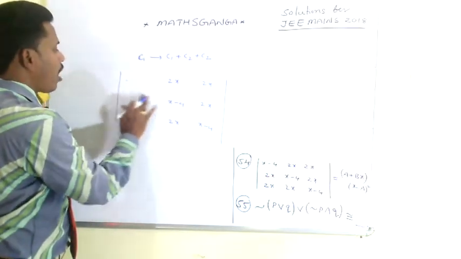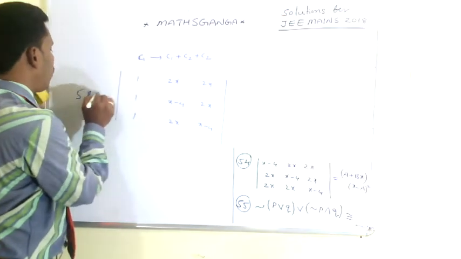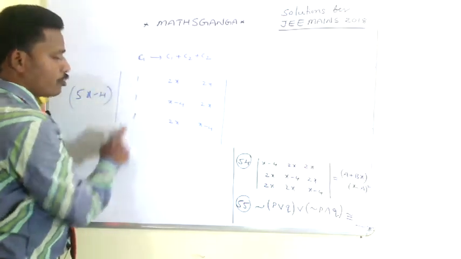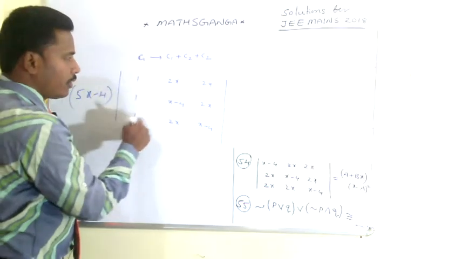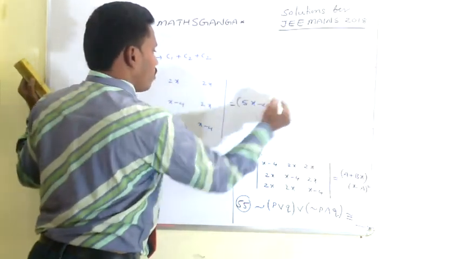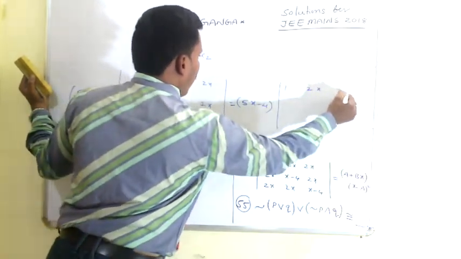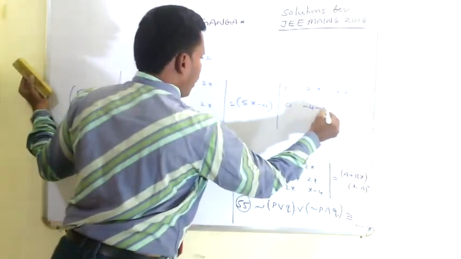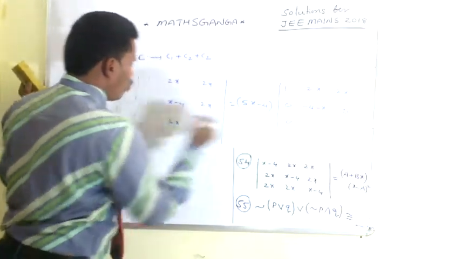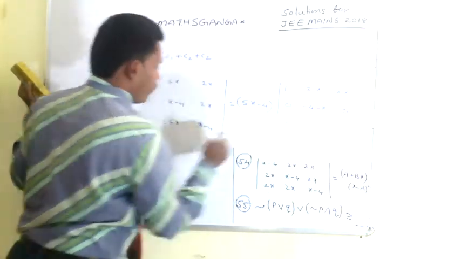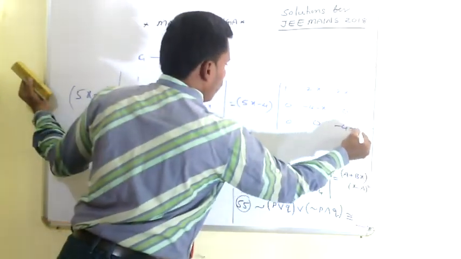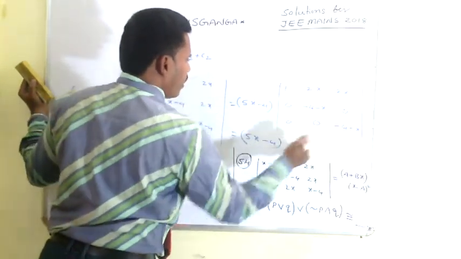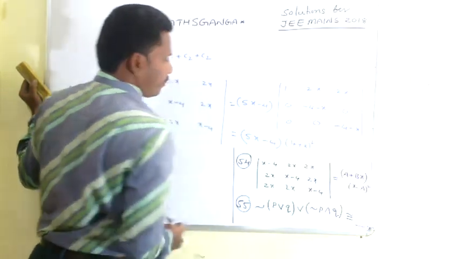Then what will happen? If I take out the common factor 5x - 4, I get 1, 1, 1 in the first row. Then using row operations, you make these two terms zeros by doing R2 minus R1 and R3 minus R1. The first row won't change, whereas in the second row, 1 minus 1 is 0, x - 4 - 2x is -4 - x, and this is 0. For R3 minus R1, 1 minus 1 is 0, 2x minus 2x is also 0, and x - 4 - 2x is -4 - x. Your answer is (5x - 4) into 1 into this determinant, which is nothing but (4 + x) whole square.